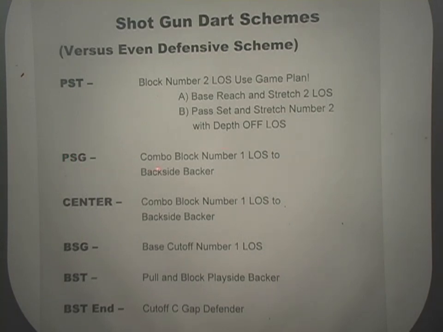The play side guard will use a combo block for number 1 LOS to the backside linebacker. A combo block is where the play side guard and center are using the same technique where they're going to combo block a down lineman to the feet of the backside backer. They're going to try to knock number 1 LOS, the defensive tackle, off to the feet of the linebacker. So they're going to combo block, and we'll go over that as we're going through the video.